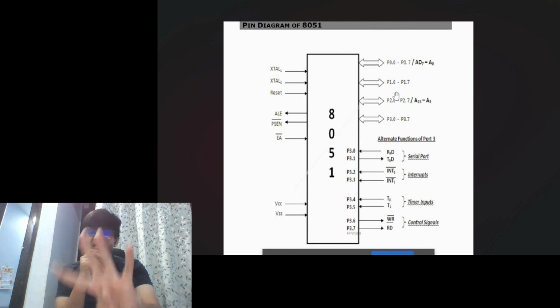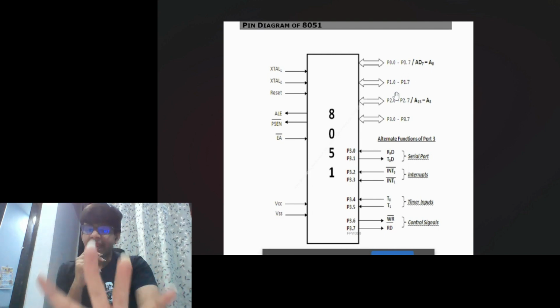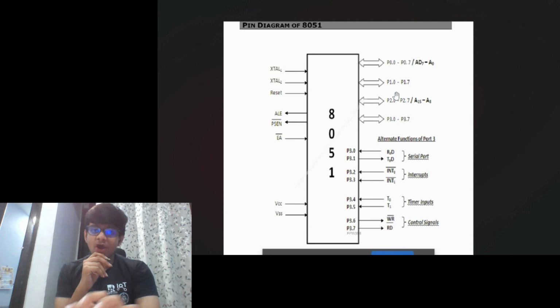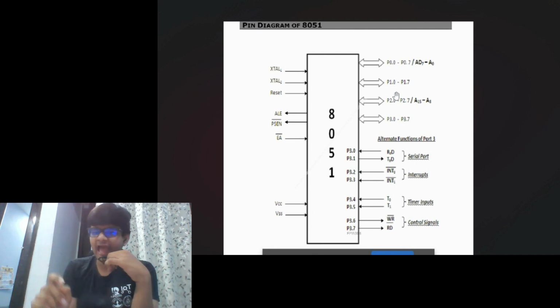All the four ports of the 8051 are 8-bit, and all the ports are bit addressable. So to start with, it is an 8-bit port. It will have 8 pins: P1.0, P1.1, P1.2, P1.3 up to P1.7. It has such 8 pins associated with it.